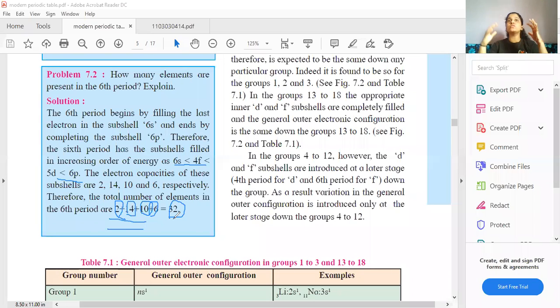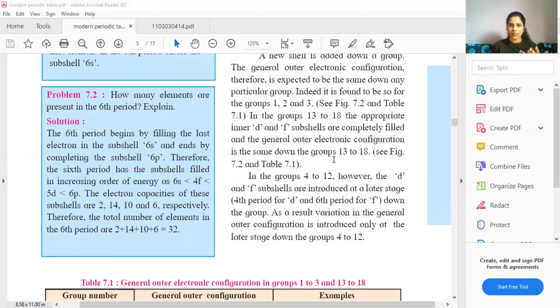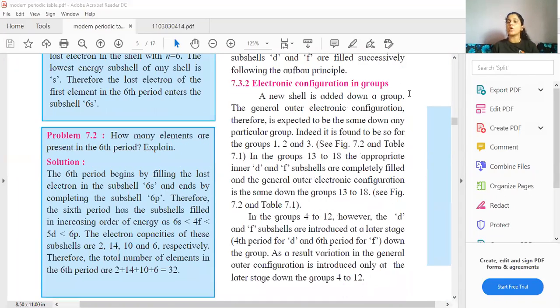So students, you have to see what subshells are coming into picture in the sixth period. We have involvement of s, we have involvement of d and p, and we also have involvement of f now. And the f orbital can hold 14 electrons. I hope this kind of makes sense to you all. Okay, so let us move ahead. The next topic is electronic configuration in groups. Now we have seen electronic configuration in periods. Now let us see how we can relate it in groups.